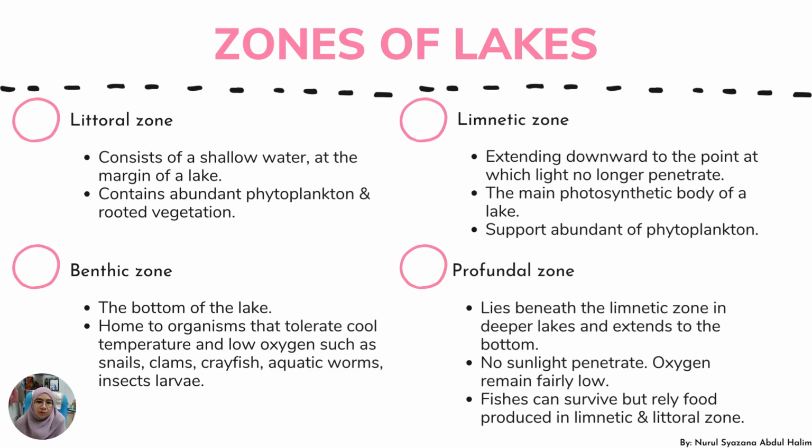Next is the limnetic zone. It is an open sunlit water surface layer away from the shore that extends to the depth penetrated by sunlight. It is the main photosynthetic body of the lake. It produces food and oxygen that support most of the lake's consumers. Finally, the profundal zone. It is the deep open water where it is too dark for photosynthesis. Oxygen levels are low here. Fishes can survive, but they rely on food from the other zones.